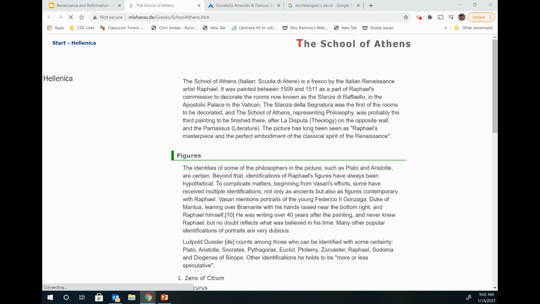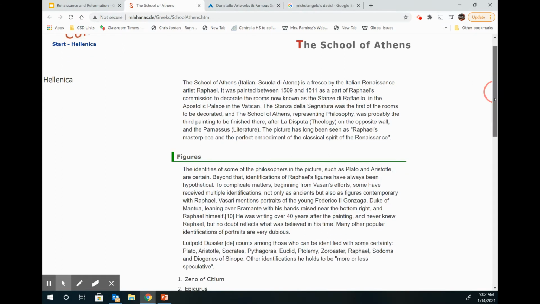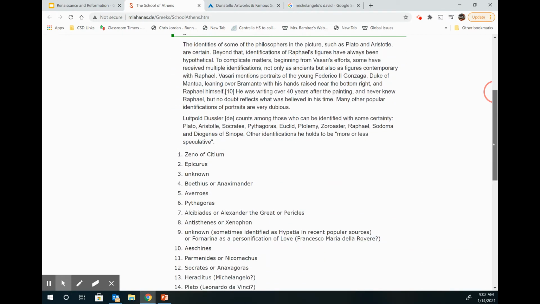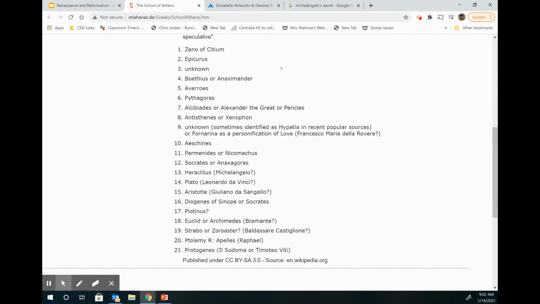once it pops up here, the School of Athens is painted for the Pope at the time, and it hangs in Vatican City in the St. Peter's Basilica, which is the home of the Pope today. And I'm just going to scroll down and let you see the list, and then we will take a look at the piece of art.